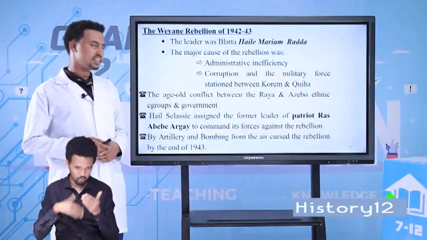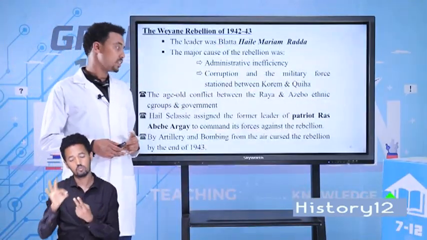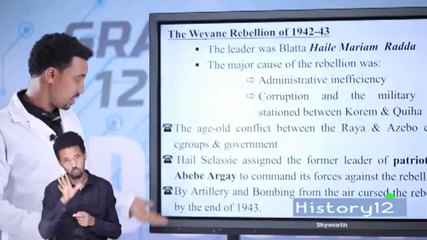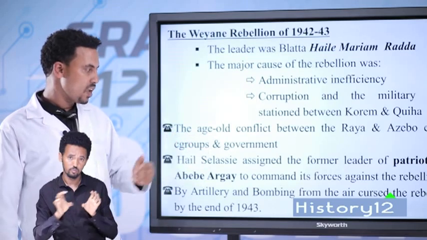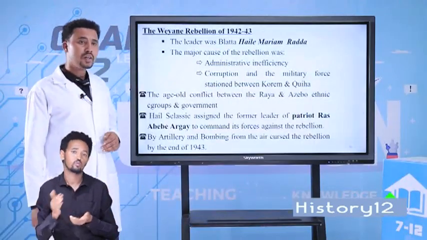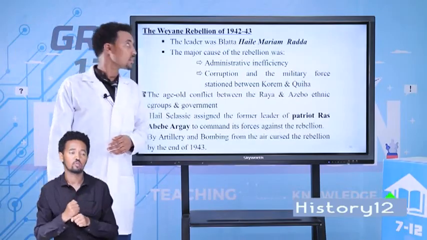Then Haile Selassie assigned the former patriotic leader Ras Abebe Aregai to command his force against the rebellion. With artillery and bombing from the air, he crushed the rebellion by the end of 1943.